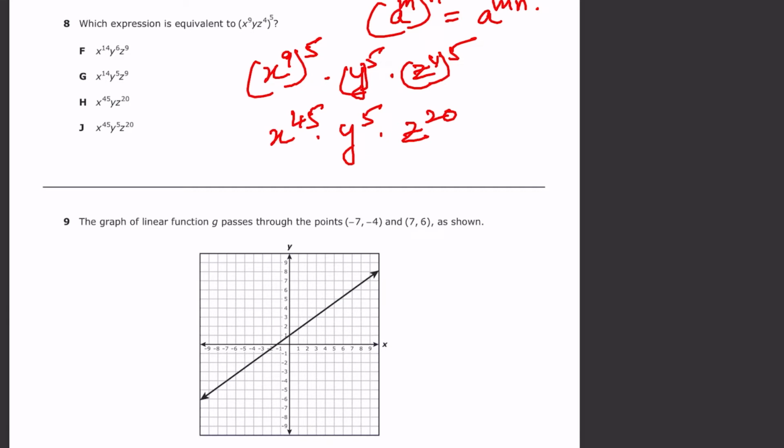So where are we getting x to the power of 45 in the first one? In the H or J. Again, y to the power of 5 is not there in the second one, in H. So J is the right answer.